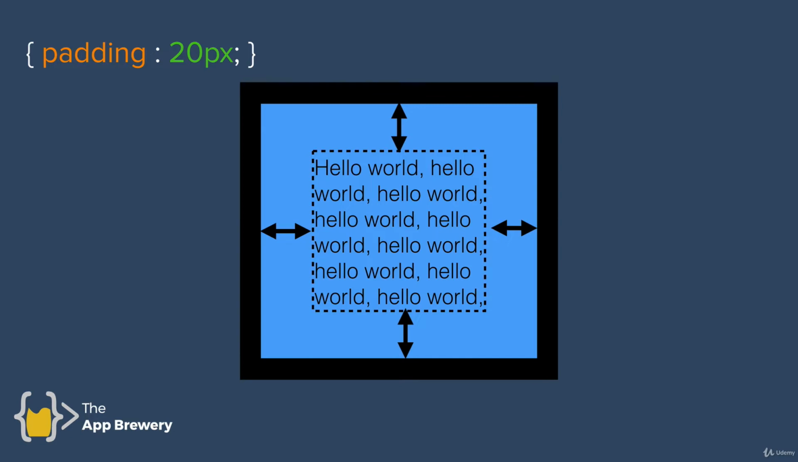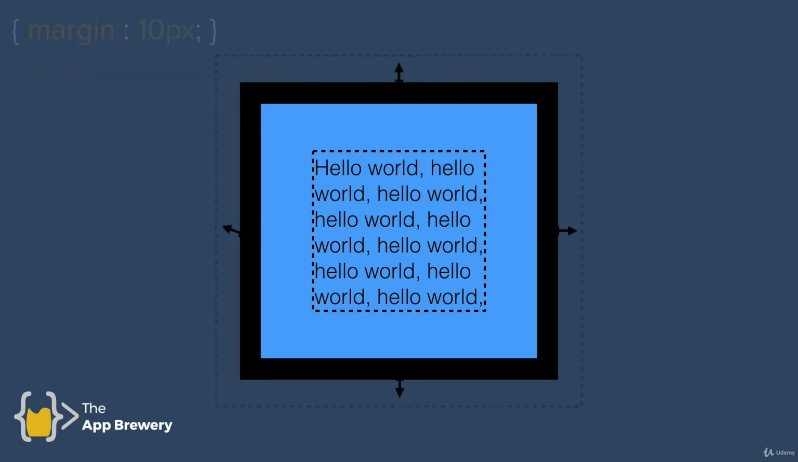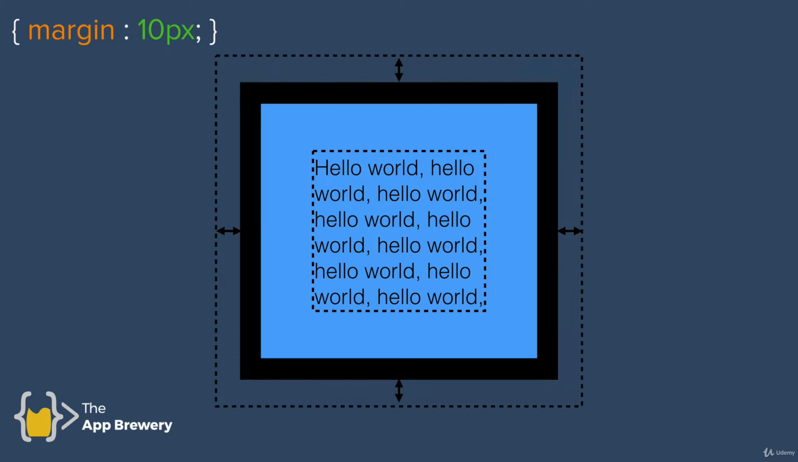Now the final dimension that we can add is the margin. And the margin is a buffer zone, if you will, between the current element and any others that are on screen.